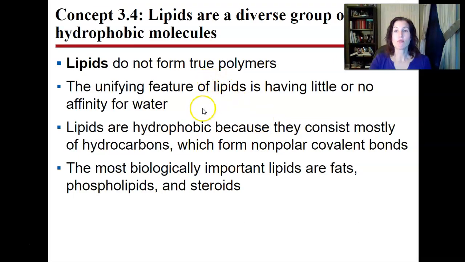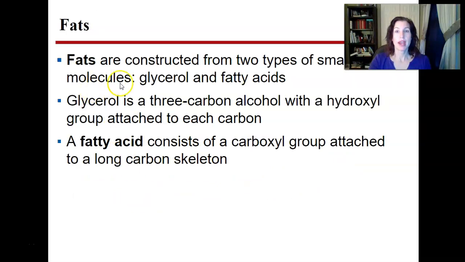Lipids, on the other hand, are mostly carbon and hydrogen, those hydrocarbon tails with just a little bit of oxygen. So we'll look at that in a minute. Lipids can be subdivided into fats, phospholipids, and steroids. We're mostly going to talk about fats and phospholipids. Fats are made up of, their monomer unit is a glycerol and fatty acids. So glycerol and 3 fatty acids.